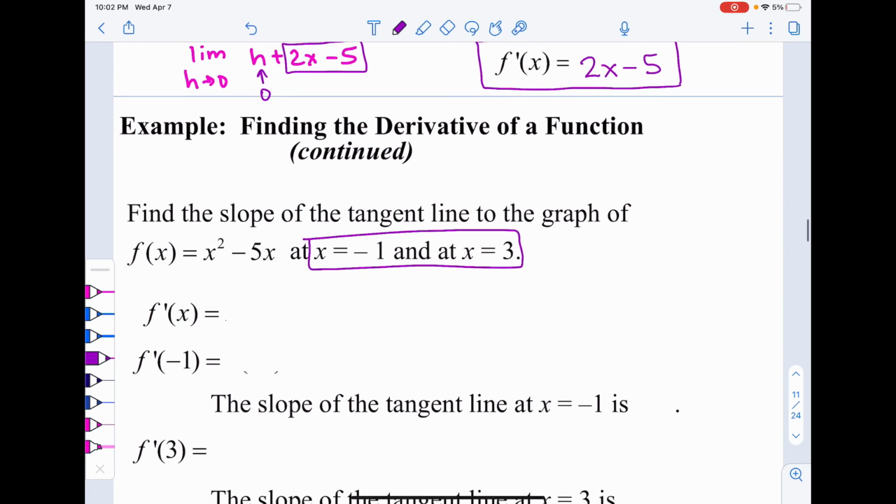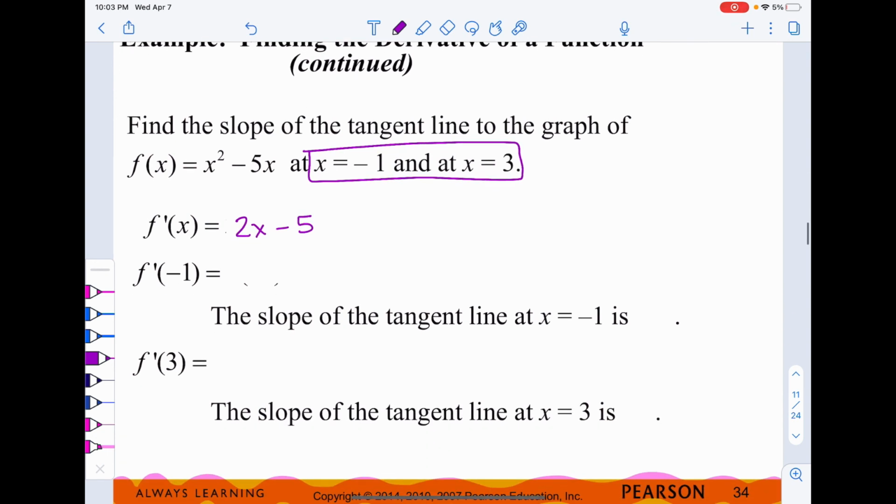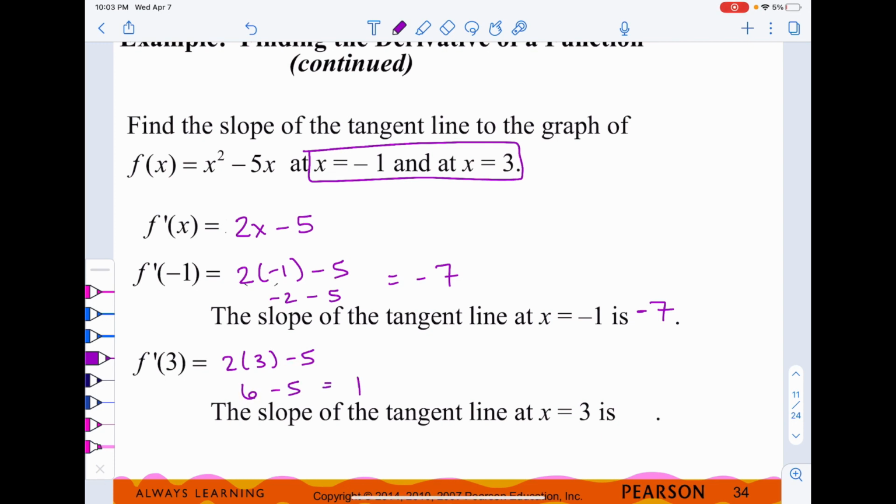So my f prime of x is that 2x minus 5. If I evaluate it at -1, we'd have 2 times -1 minus 5, which means we have -2 minus 5, so the slope at that point is going to end up being -7. So the slope of the tangent line at x equals -1 is -7. And then if I plug in 3, 2 times 3 minus 5, so 6 minus 5 gives us 1. The slope of the tangent line at x equals 3 is +1.